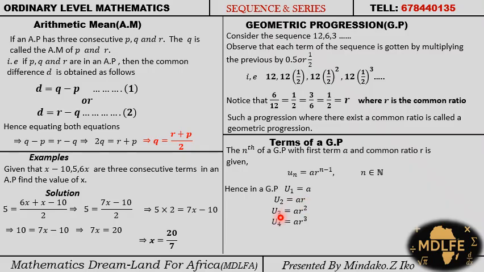And for us to obtain u3, we take A times the common ratio squared. For u4, we take A times the common ratio cubed. That is from this formula: if n is 4, it means I will have my first term times the common ratio to the power 4 minus 1, which is 3. So that is what this point here is actually talking about. All right.